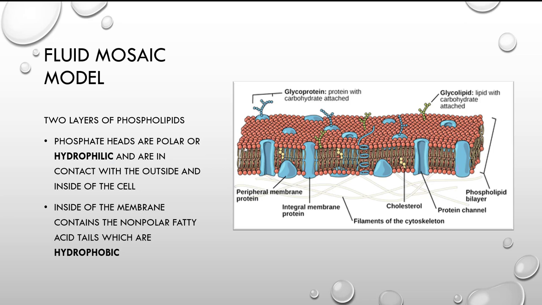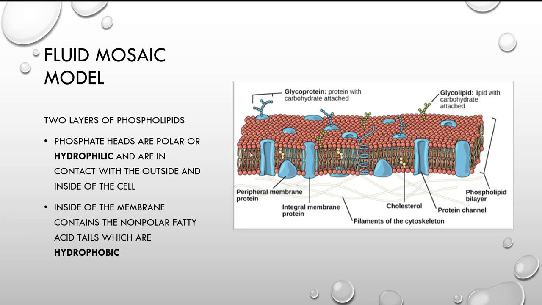So the little ball part, the phosphate heads, are basically going to be okay with water. And so they're going to be on the outside and inside portions of the cell. The interior part of the membrane, you can see, is where the tails are. These tails are the fatty acids. So the lipid part, the fatty acid parts, are kind of facing each other.